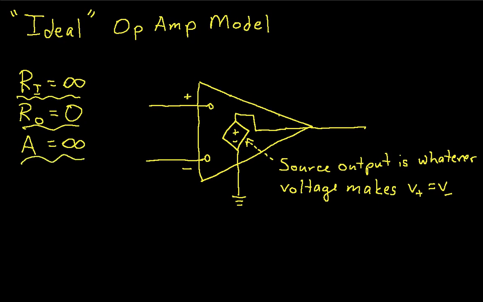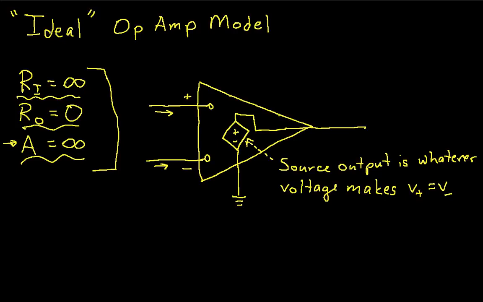Okay, so this might lead you to believe that this is a dumb thing to do. If I make the gain infinite, then if the difference between the inputs is anything but 0, the output is going to be infinite. And we don't want that. We can't use that in real life. But the idea is that these three conditions, and particularly making the gain infinite, can be interpreted as the source output will be whatever it needs to be in order to make the voltage at the non-inverting input, this guy, equal to the voltage at the inverting input.